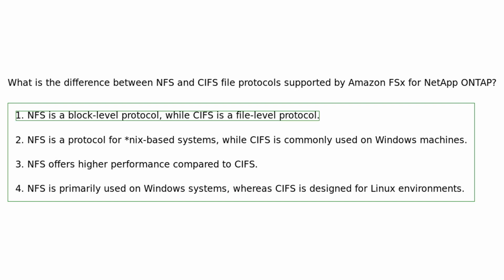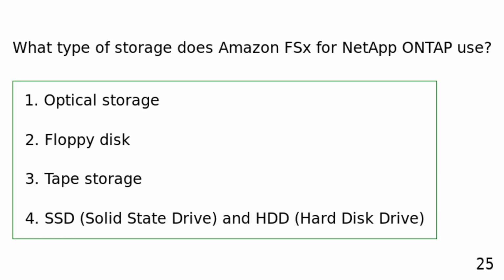NFS is a protocol for *NIX-based operating systems like Linux and Mac OS, while CIFS is the Windows counterpart used for file sharing. What type of storage does Amazon FSx for NetApp ONTAP use? Optical storage. Floppy disk. Tape storage. SSD and HDD.